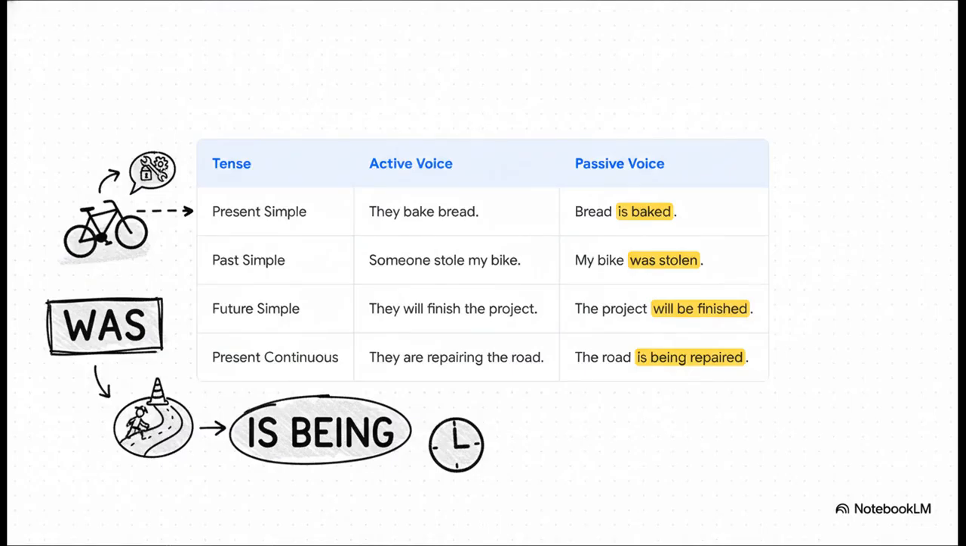Look at past simple. Someone stole my bike becomes my bike was stolen. The verb to be changes to was to match that past tense. What about present continuous? They are repairing the road becomes the road is being repaired. See that? The verb to be is the chameleon here. It adapts every single time to carry the tense from the original active sentence.